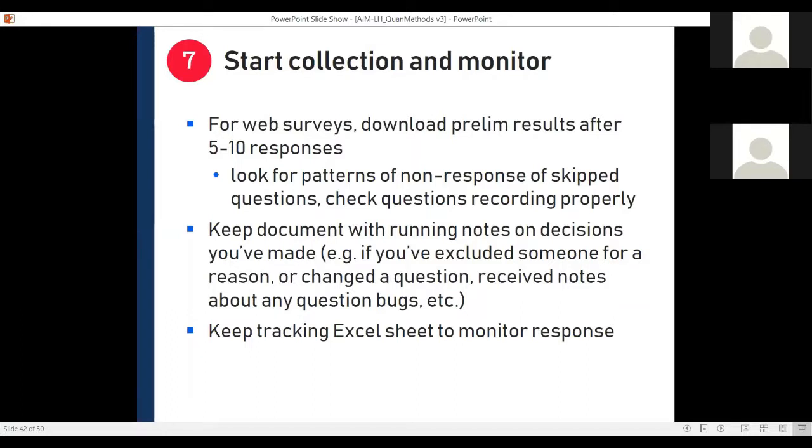And for web surveys, you really want to try and monitor. You really want to look at how the data is coming through, similar to what we did in the testing period, where we can see if something weird is going off with the skip logic, or if questions aren't being answered. I've caught a lot of stuff this way, so I really highly suggest it.